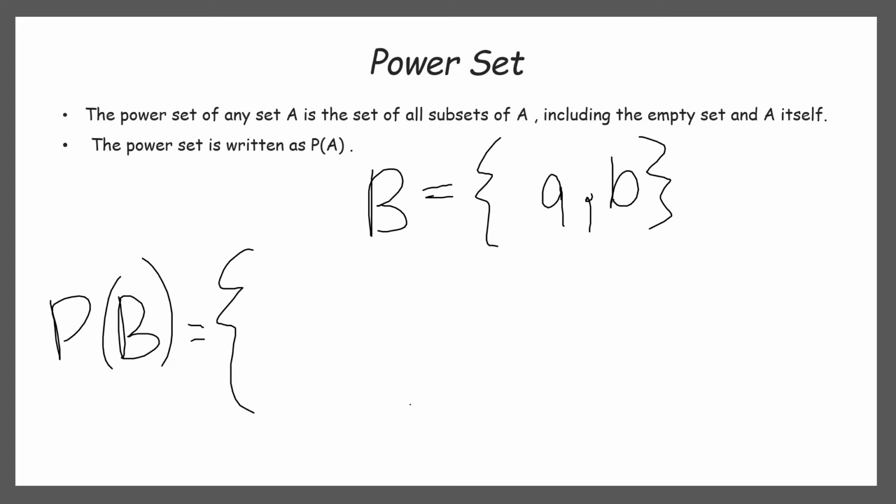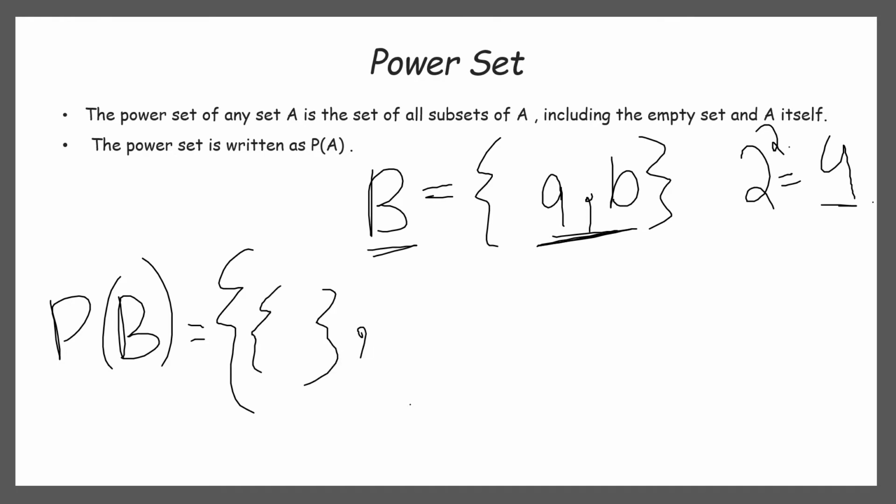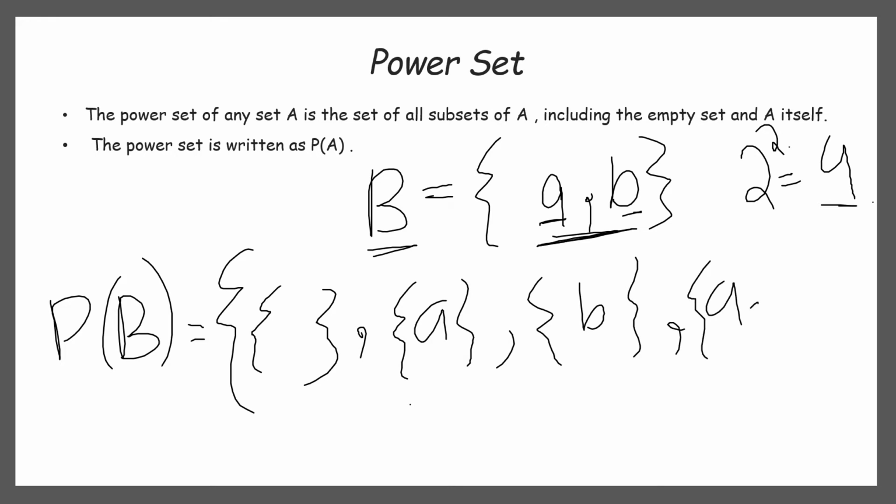So we will make a set of all the possible subsets of set B. Now this set has only 2 elements, so 2 raised to power 2 is 4. It means that B has 4 subsets. First is always the empty set, then each element, a, b, and the set itself, the original set. So 1, 2, 3, 4. So a set which contains all the subsets of B is called the power set of that given set. Okay, now let's move on to the next slide.